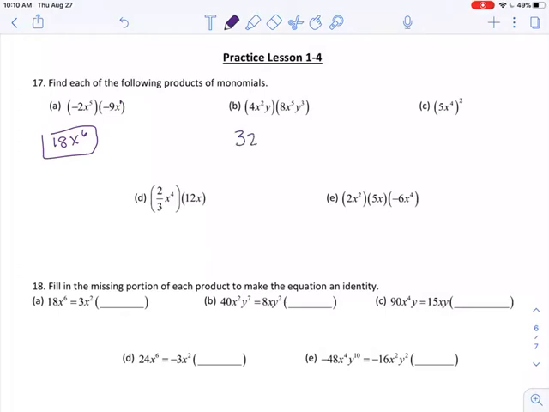B, I'm also multiplying. 4 times 8 is 32. I have 7 x's because I have 2 here and 5 here. I'm adding the exponents, and I have 4 y's. So 32x to the 7th, y to the 4th.